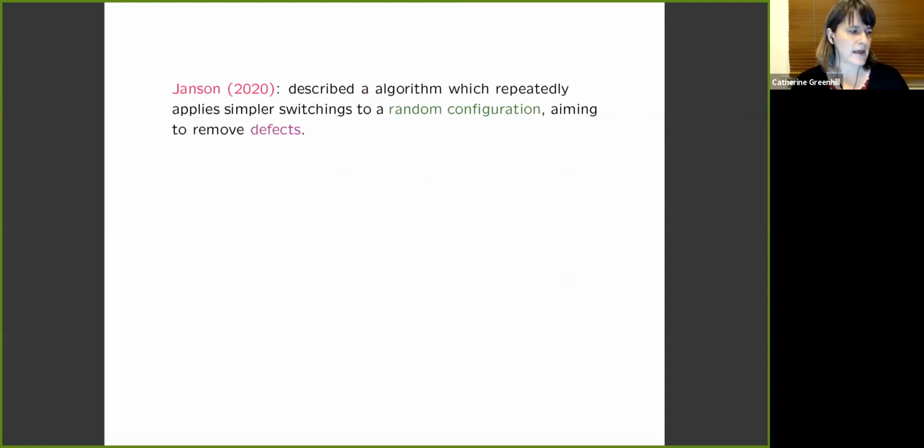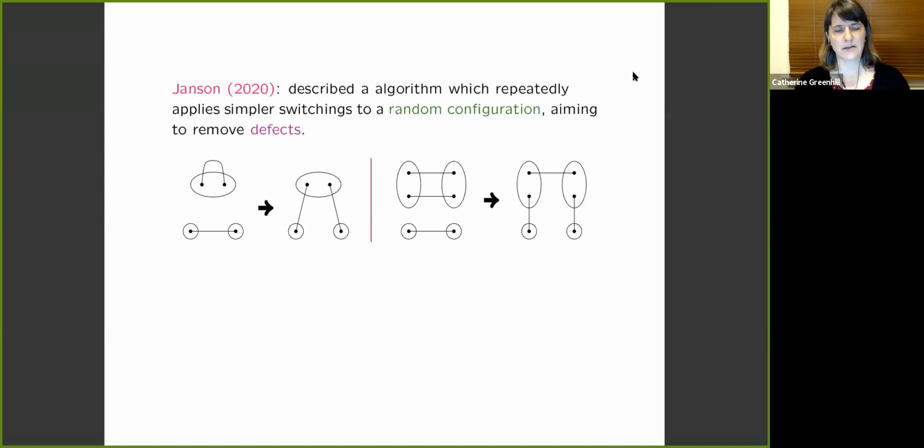Before I leave the area of the switching-based algorithms, I want to tell you about an algorithm from Svante Janson, published last year. This is also an algorithm that uses the switching method applied to random configurations, and it also aims to remove defects, but it's different in a couple of ways. It's using slightly simpler switchings than the ones I was just telling you about. You can see there's one less pair involved in each of these switchings.